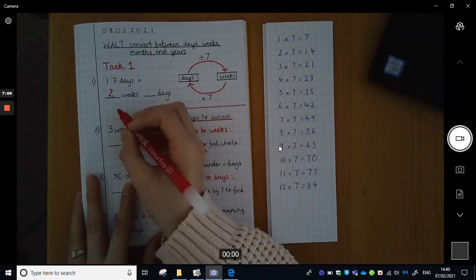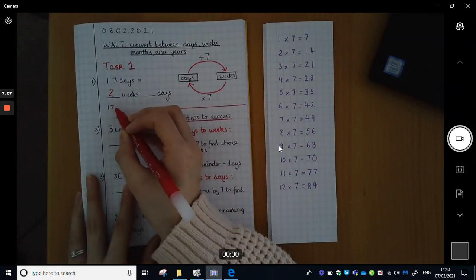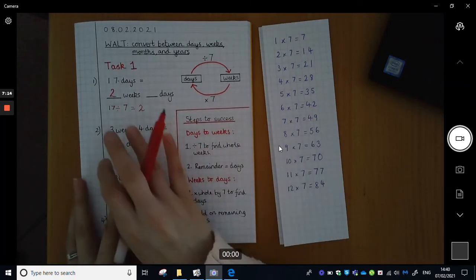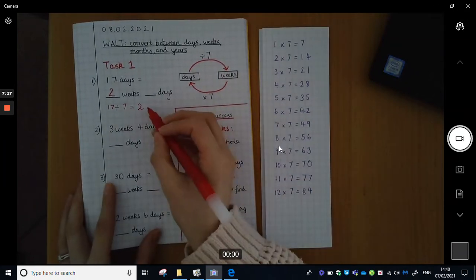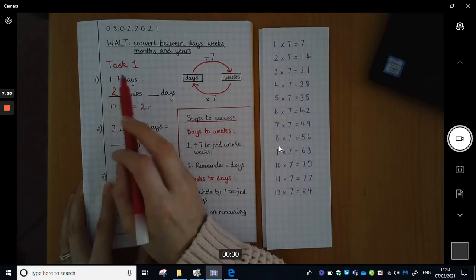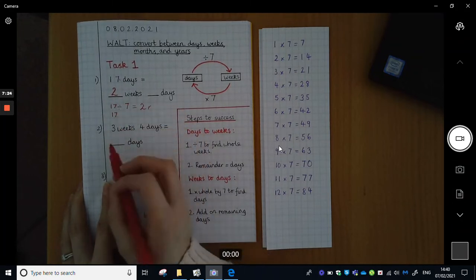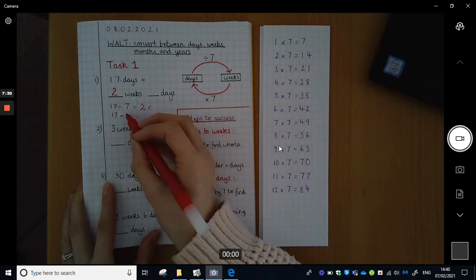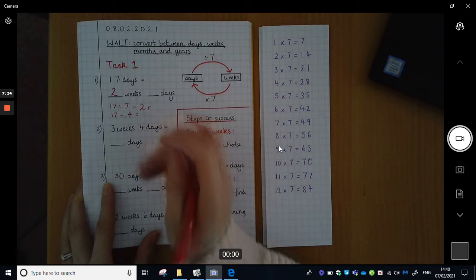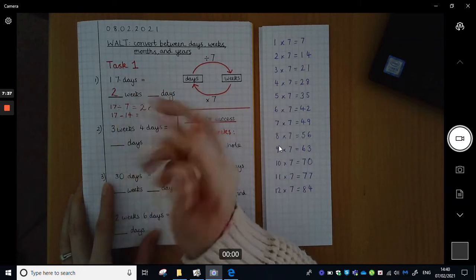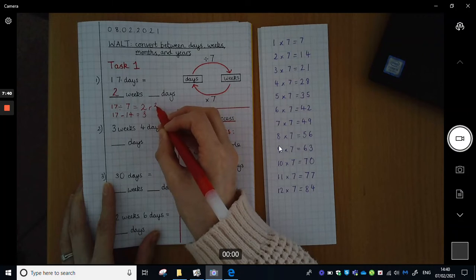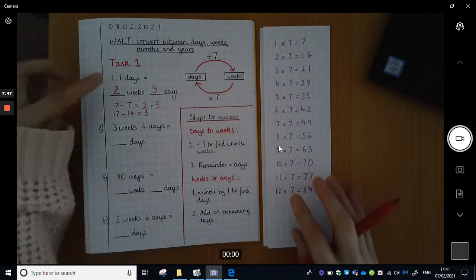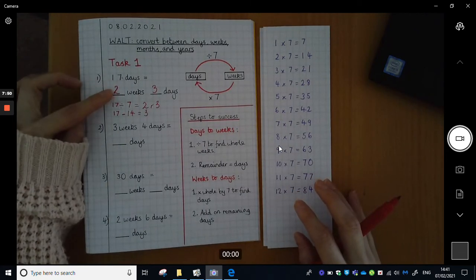So 2 weeks, okay? Because 17 divided by 7 equals 2. But it's not equal to, so I need to know what's left over. So there should be a remainder. So to find out what that is, I can do 17 take away the 14, which was how many was here. So 17 take away 14. So 14, 15, 16, 17, there's 3. So my remainder is 3. So that remainder that I've got left over is the number of days. So 17 days is equal to 2 weeks and 3 days.